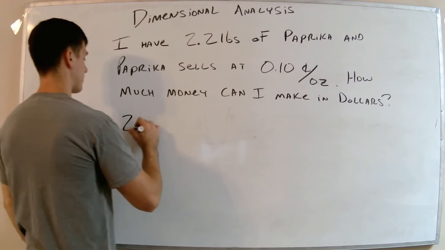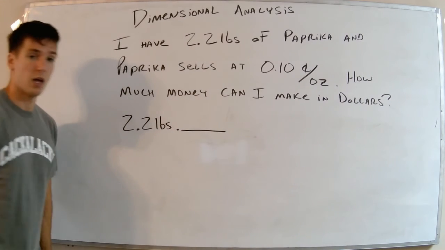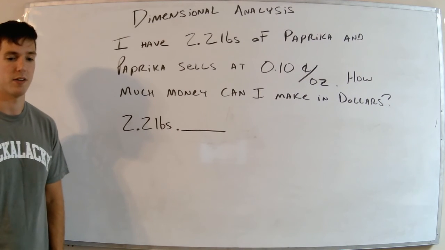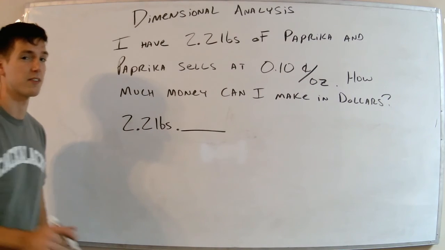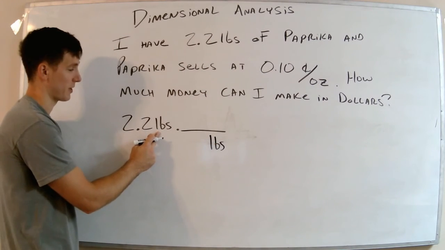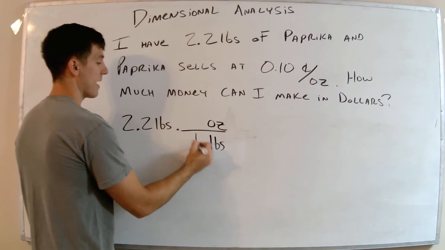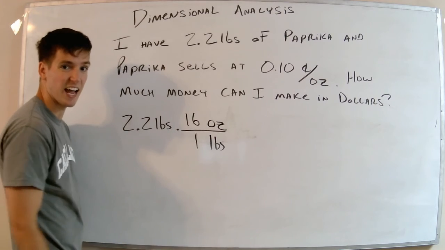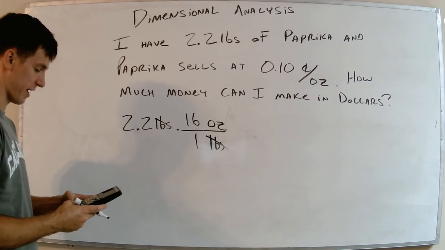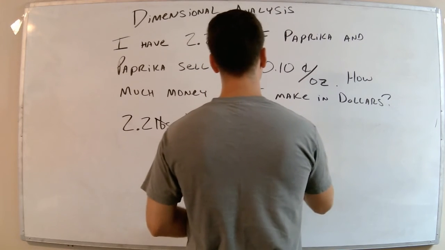So starting out with 2.2 pounds, right? Multiplication dot, fraction bar. And if you don't know, there are 16 ounces in a pound. I'm going to put pounds on the bottom because I want them to cancel out. And luckily, I know a straight conversion from pounds to ounces. For every 1 pound, there are 16 ounces. Cancel out pounds. Let's figure out how many ounces I have. I have 2.2 times 16. I have 35.2 ounces.